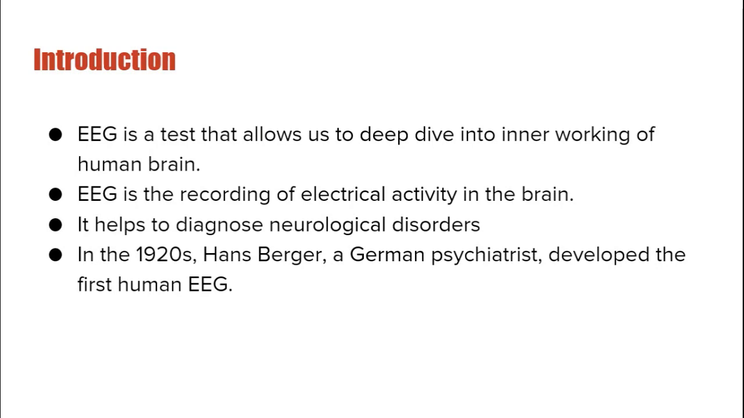The first question that comes to our mind when we talk about EEG is what it is. EEG is a test that allows us to get the inner workings of our human brain. We have different parts of the body, and the brain is the most complicated part. To analyze the brain, we use EEG as a medium. EEG records the electrical activity of the brain via the help of some electrodes, which we discuss later. It is mainly used for diagnosing neurological disorders. It was first taken for a human in 1920 by Hans Berger, a German physicist.